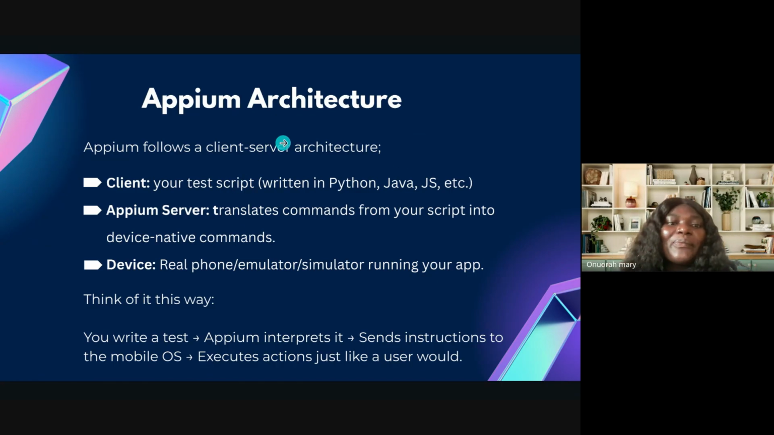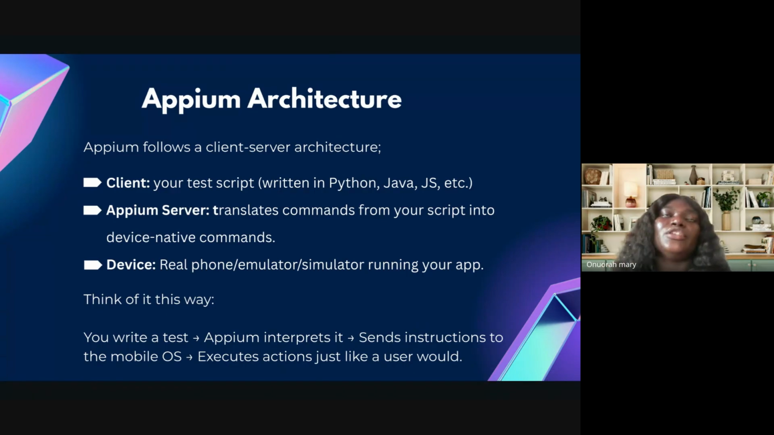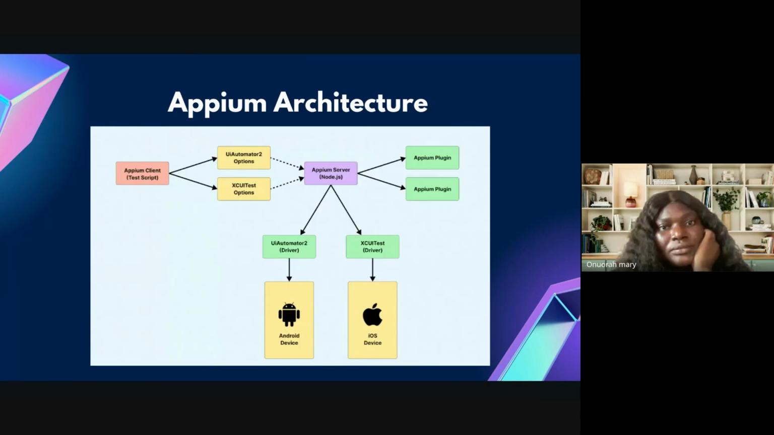So I've given a step. Think of it like this: you write your test, and Appium interprets it, sends the instruction to your mobile device, your mobile operating system, and then executes those actions on the app like a real user, basically. We're going to see that in play in the course of this class.